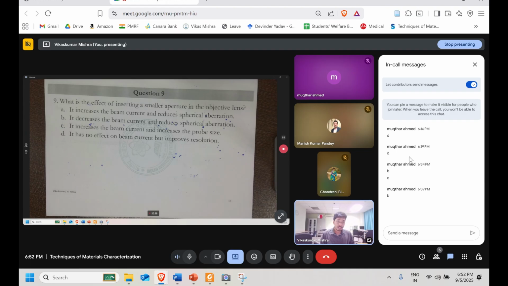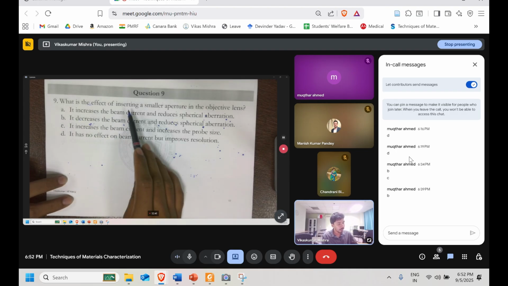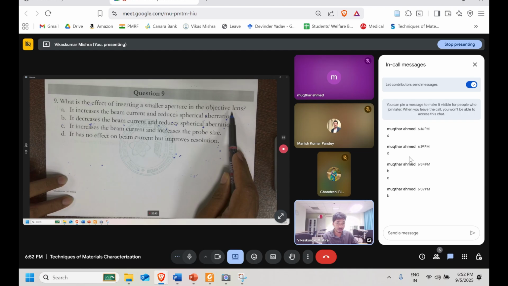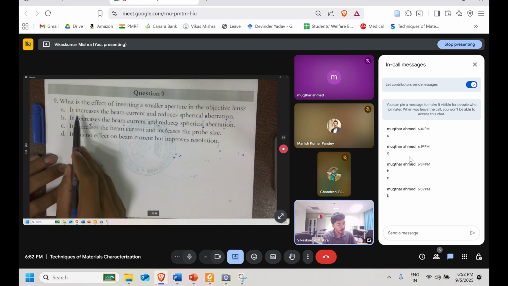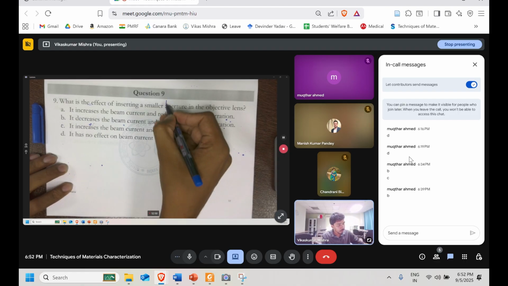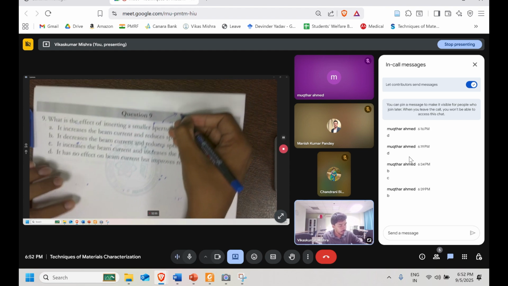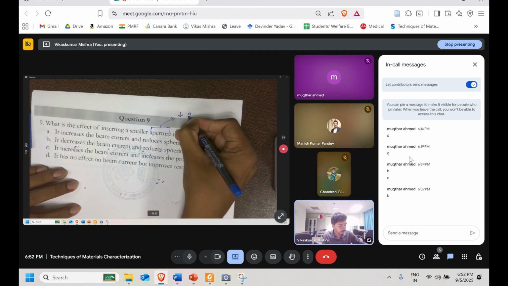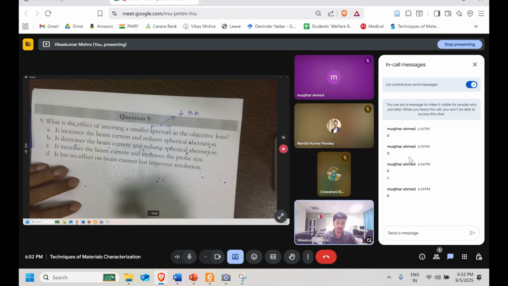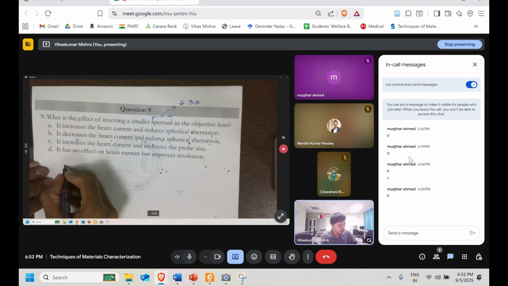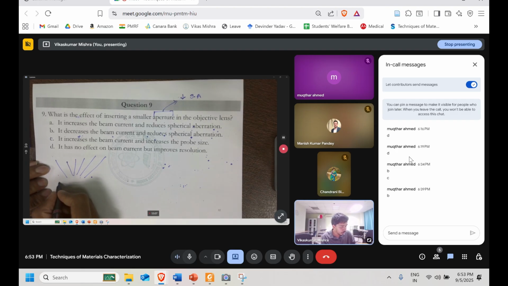So now, let's try to solve questions. What is the effect of inserting a small aperture in the objective lens? You are inserting an aperture. What will the aperture do? It will decrease the spherical aberration, right? But how is it doing that? If this much spread was there, this much of the electron beam was coming, and the aperture is only allowing this, what will happen? The spread will be minimized.